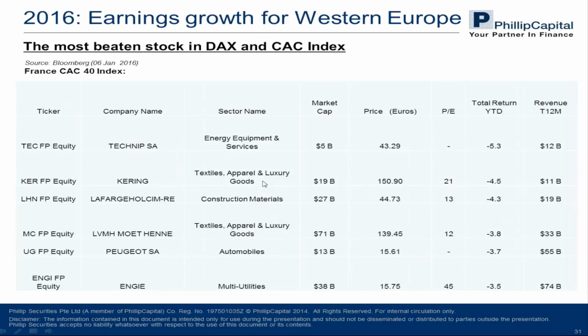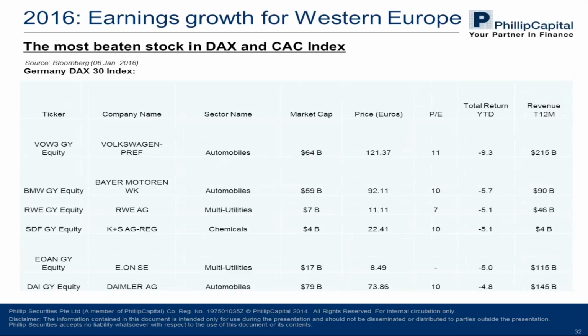And the most beaten stocks are the oil and gas equipment provider sectors like Technip SA. We continue to foresee that there's going to be credit risk in the oil and gas sector, and also the automobile sectors, which are hit by the emission scandal. So if you look at the German DAX 30 index, most of the beaten stocks are the automobile sectors.